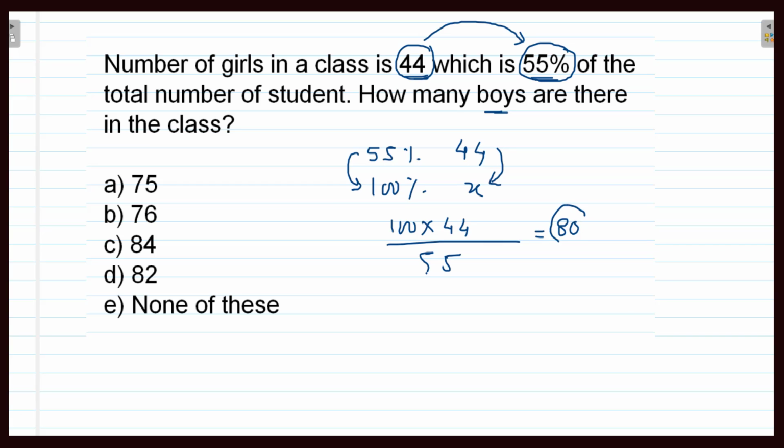It means the total number of students is 80. Out of that, 44 are girls, and so the remaining will be the number of boys, and that number of boys will be 36. So in the class there are 36 boys, and there is no option containing 36, and therefore again E option, that is none of these, is the correct option.